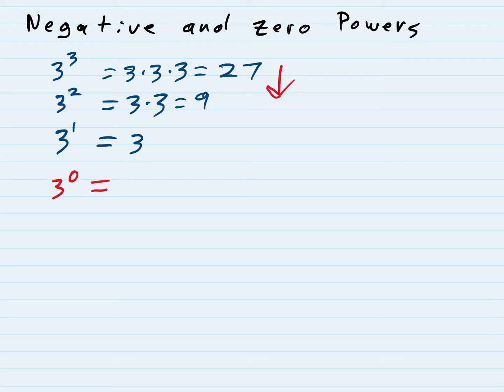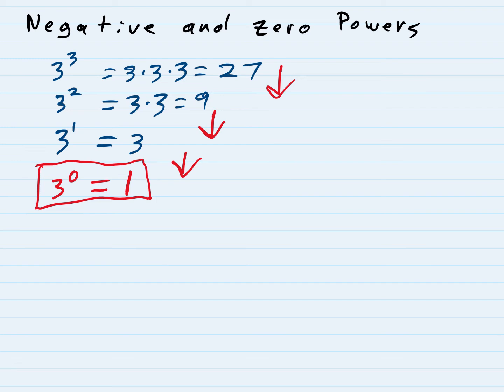So how do I get from 27 to 9? It's basically as though I divided by 3. And then to get from 9 to 3, going down one more time, it's as if I divided by 3. So 9 divided by 3 would give me 3. Continuing that process, the next one here would be again divided by 3. So 3 divided by 3 would give us 1. And so this establishes why whenever we have a number raised to a 0 power, it's always 1.